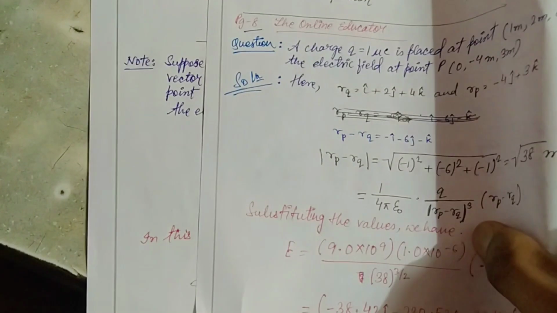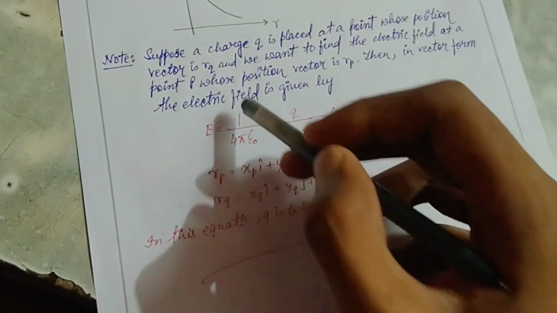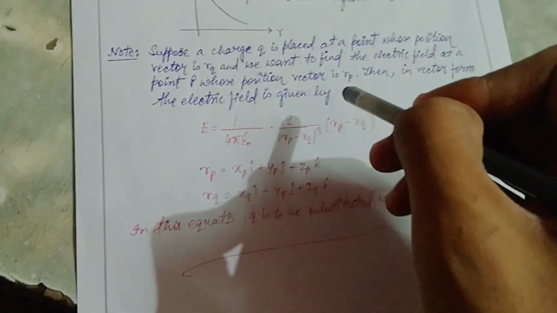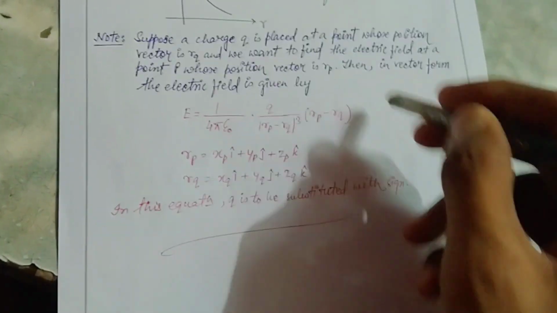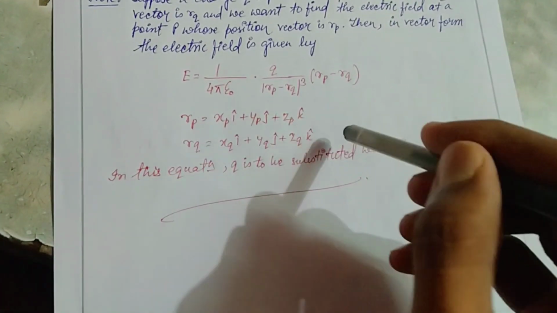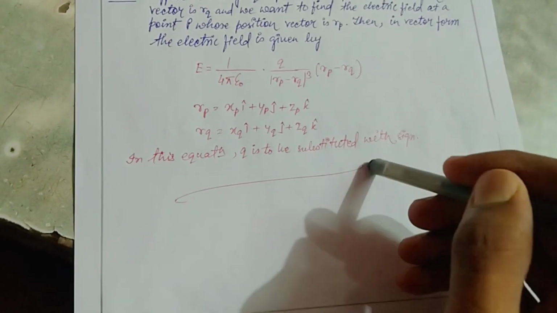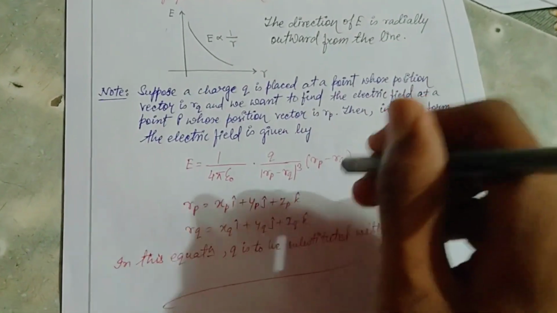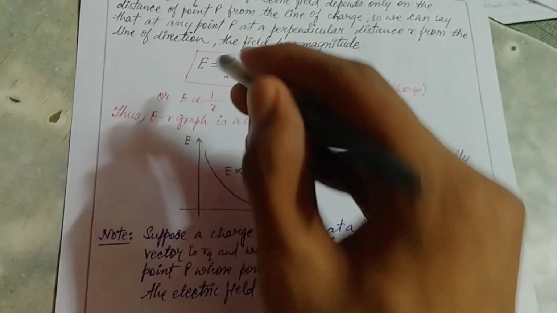So when we get a question in the vector form, we'll need this formula, which is E equal to 1 by 4 pi epsilon naught q times rp minus rq over the modulus of rp minus rq to the power 3. The mod is the magnitude, and rp minus rq is the vector form. Like this, we'll be taking out the rp and the rq. In this equation, q is to be substituted with its sign. So in the vector form, when we have to solve it in coordinates, or in numericals, we'll need all these formulas.